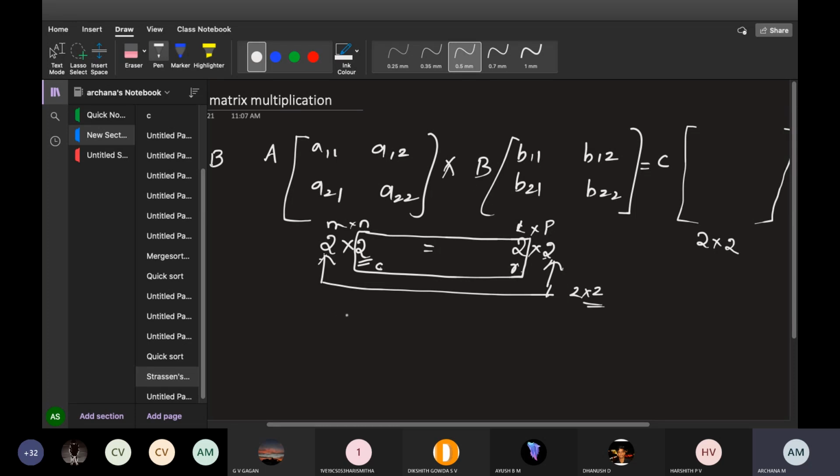And when we multiply, we go with rows and columns. This way we will multiply, and we will get some equations, or we will calculate them. That is, multiply A11 into B11 plus A12 into B21. You will get this. Then multiply A11 into B12 plus A12 into B22. That is what we multiply according to our mathematical multiplication, and we will get the resultant.